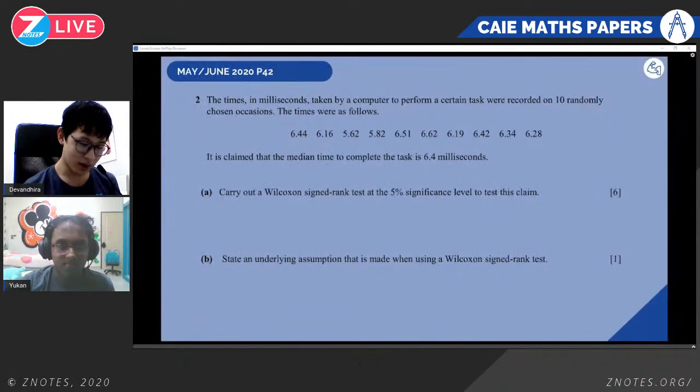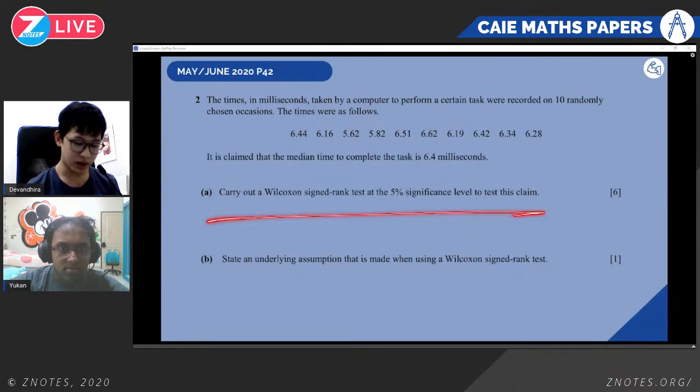Right, so next question. The times in milliseconds taken by a computer to perform a certain task were recorded on 10 randomly chosen occasions. The times were as follows. So these are the times here. It is claimed that the median time to complete the task is 6.4 milliseconds. So our first question is to carry out a Wilcoxon signed rank test at the 5% significance level to test this claim.